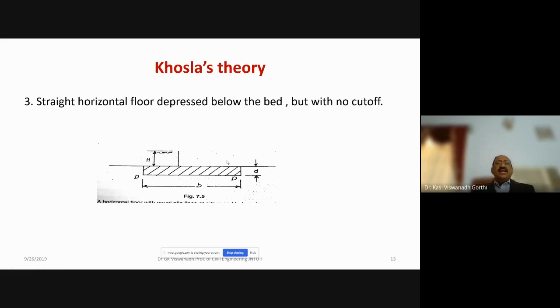Next, a straight horizontal floor depressed below the bed, but with no cutoff provided. No piles are provided here. You can see a weir wall, and this is the horizontal floor. Instead of providing piles at the upstream, middle, or at the center, the floor is depressed by a thickness D. So this is the depressed floor. No cutoffs, no piles are provided either at the upstream or at the downstream or at the intermediate positions. D is the thickness by which the floor is depressed.